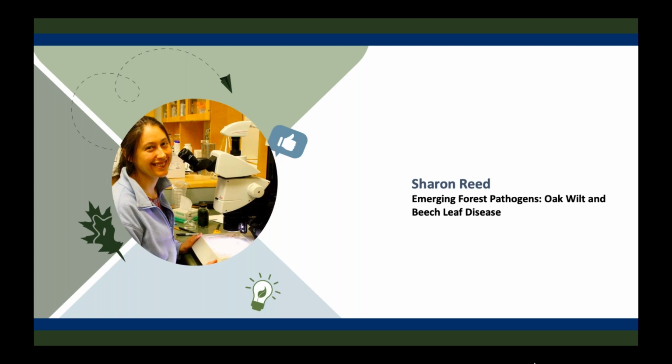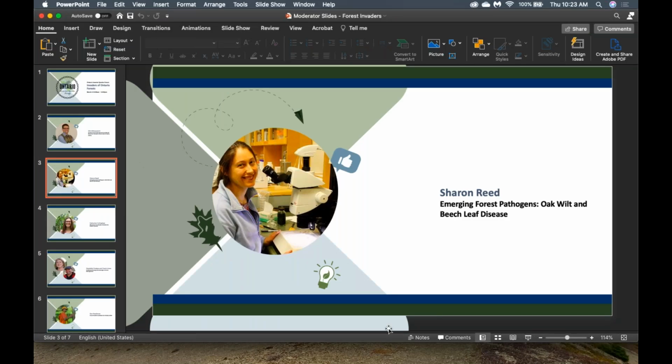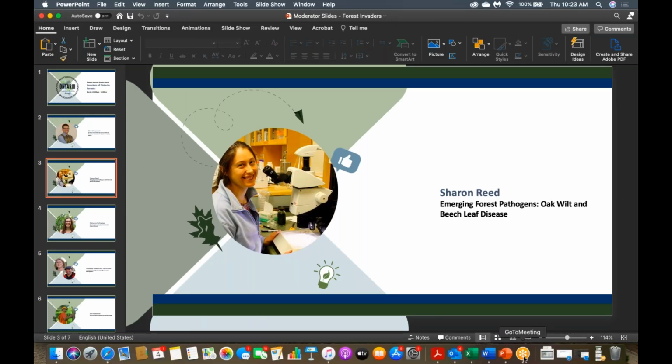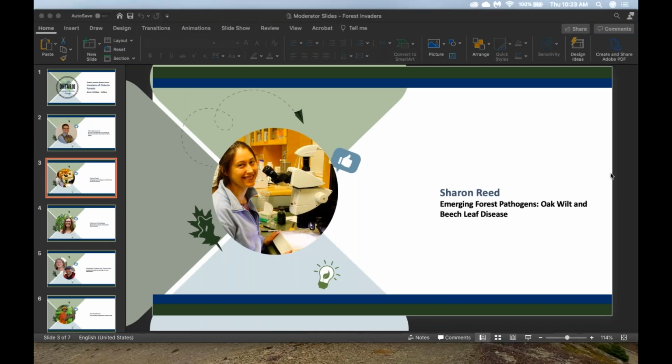Oak wilt and beech leaf disease are two new emerging threats to Ontario's forests. This presentation will discuss why these diseases are a threat and the signs and symptoms of the diseases. In addition, the audience will learn about current research aimed at improving detection, identifying risks, and developing management. So thank you, Sharon, for joining us this morning, and I'm going to pass over the controls to you.